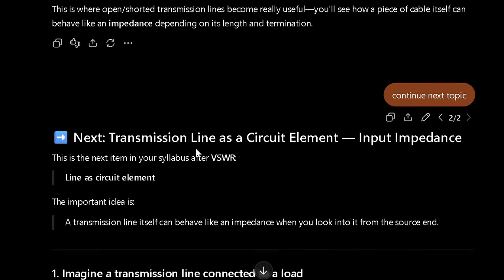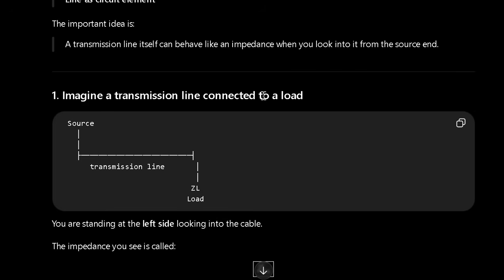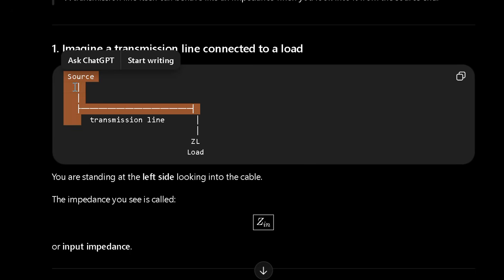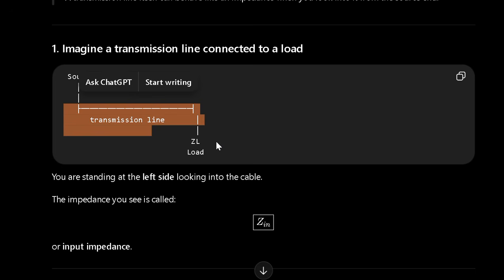Next one is transmission line as a circuit element. Here you see the line as a circuit element. The important idea is that the transmission line itself can behave like an impedance when you look into it from the source side. So imagine a transmission line connected to a node. It has some input impedance, Zin. The transmission line characteristic impedance is Z0.